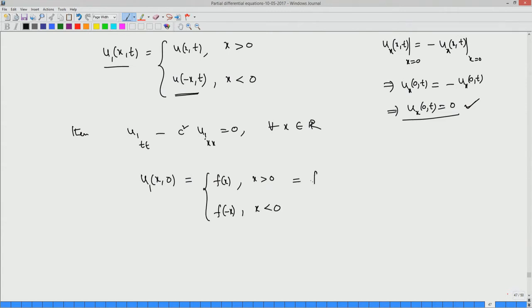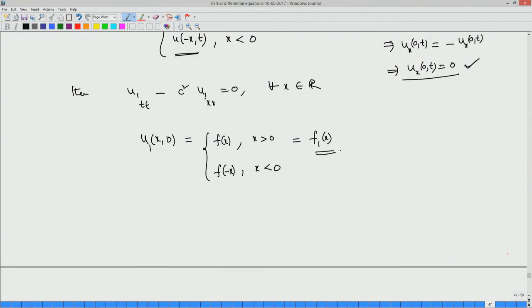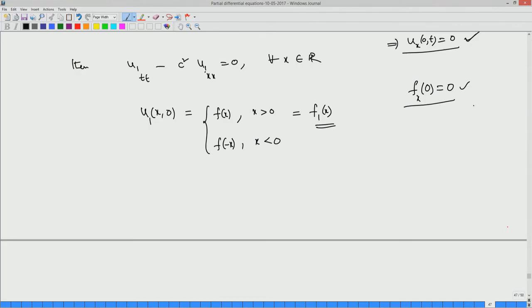So, this you call f1 of x. f1 is the function that extends f(x) onto the negative side as an even function. If you extend f(x) as an even function, the boundary condition is automatically satisfied, and df by dx at 0 is 0. So, f1 is the extended function of f(x) onto the full real line.